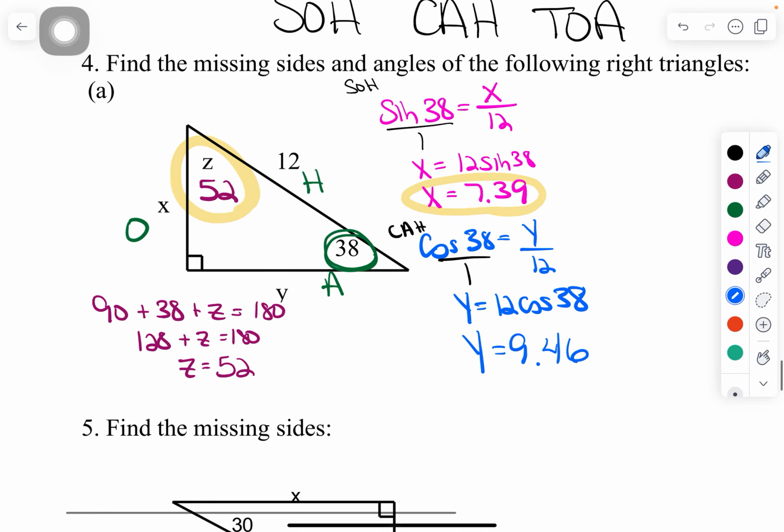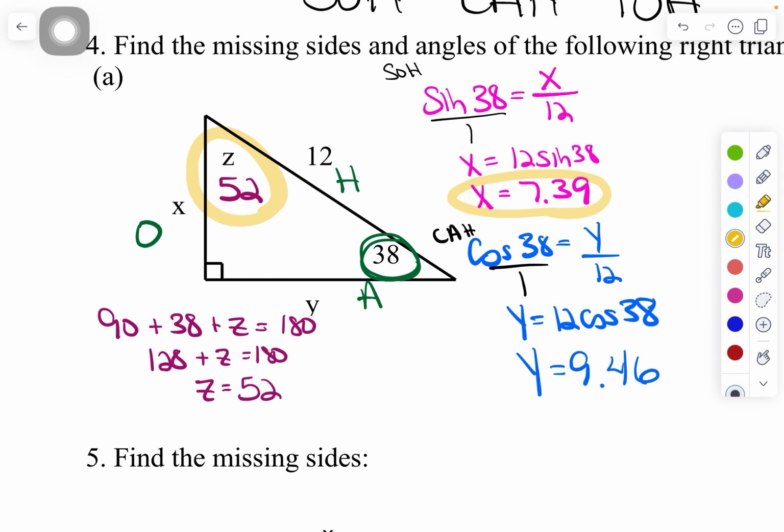All right, so there are the bits, parts, and pieces. I'm going to circle up my y value. So part A is done. We figured out what angle z is here, we figured out what side x is, and we figured out the side y there. All right, so that's part A.